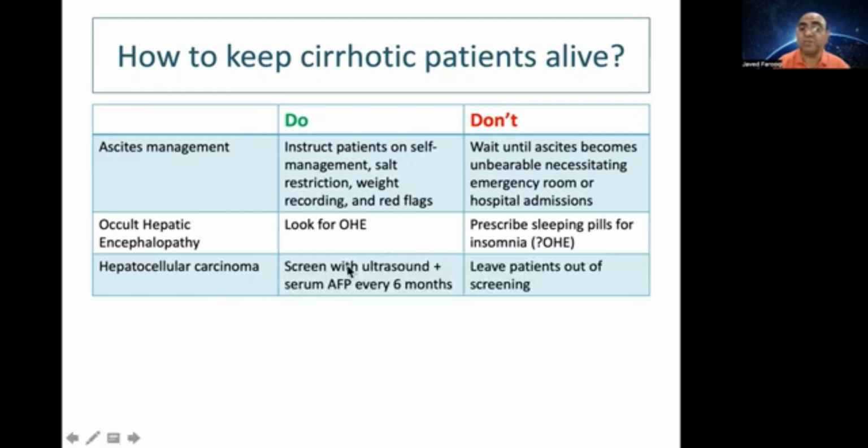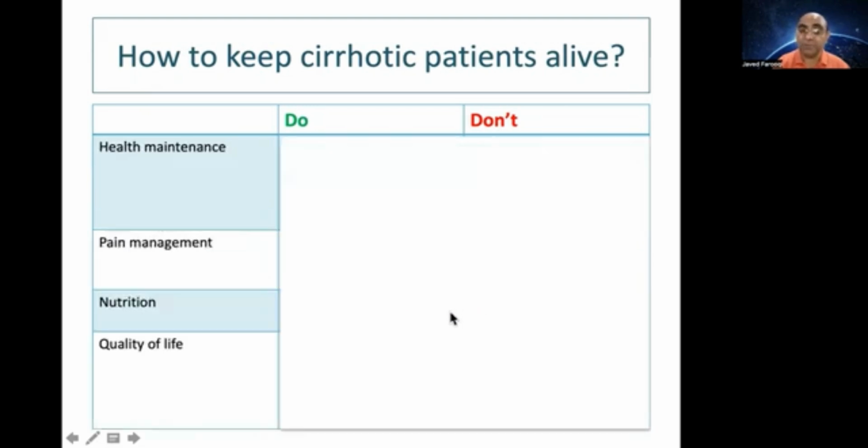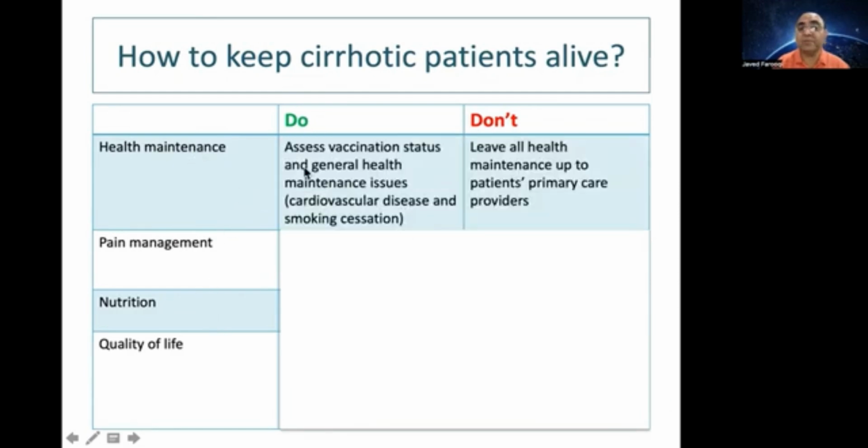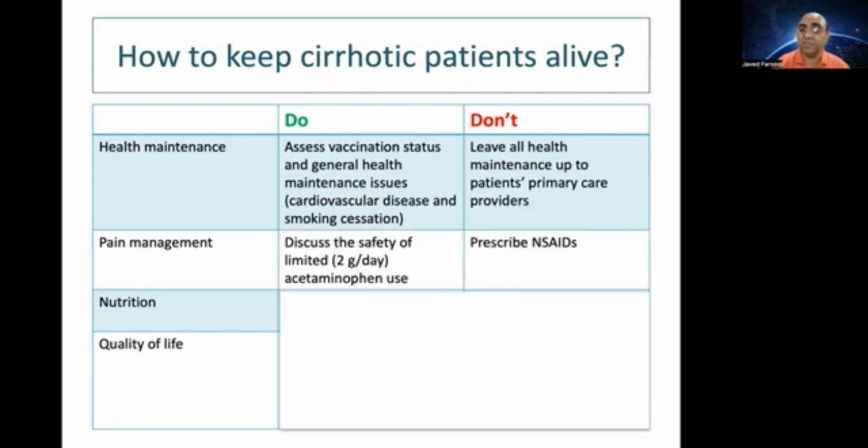And for hepatocellular carcinoma, please do screen with ultrasound and serum alpha fetoprotein every 6 months. And please do not leave patients out of screening. Lifelong, they should be in the screening protocol. Other important variables are health maintenance, pain management, nutrition, and quality of life. For health maintenance, please assess vaccination status and general health maintenance issues, cardiovascular disease and smoking cessation. Please do not leave all health maintenance up to the patient's primary care providers. Even if you are a very busy primary care provider, please do ensure that health maintenance is taken care of.